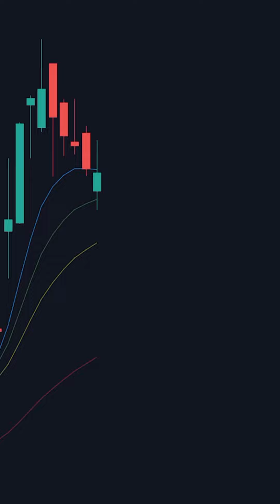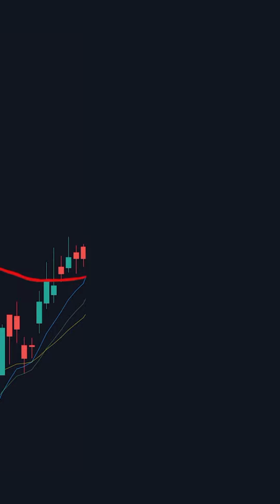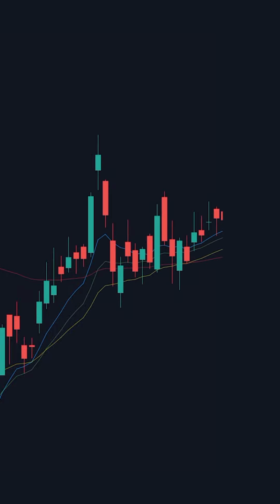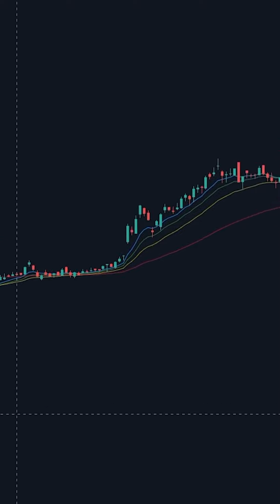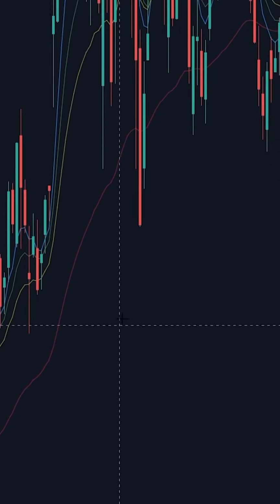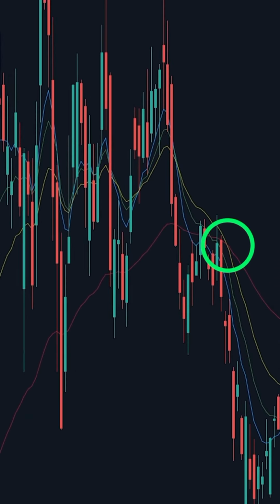The strategy is simple. You're gonna have 4 lines on your chart, the 8, 13, 21, and 55. You wanna buy when the 55, the red line, crosses to the bottom. So right here, for example, you are gonna hold until the 55 crosses all the way to the top. So right here, for instance, you would have sold.